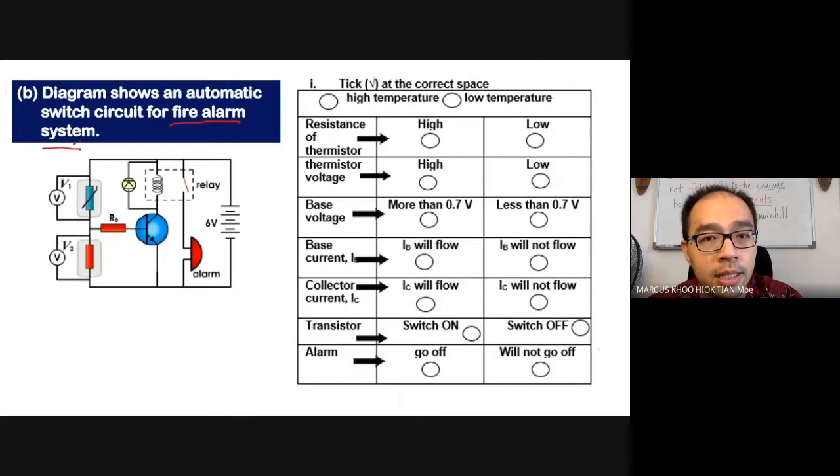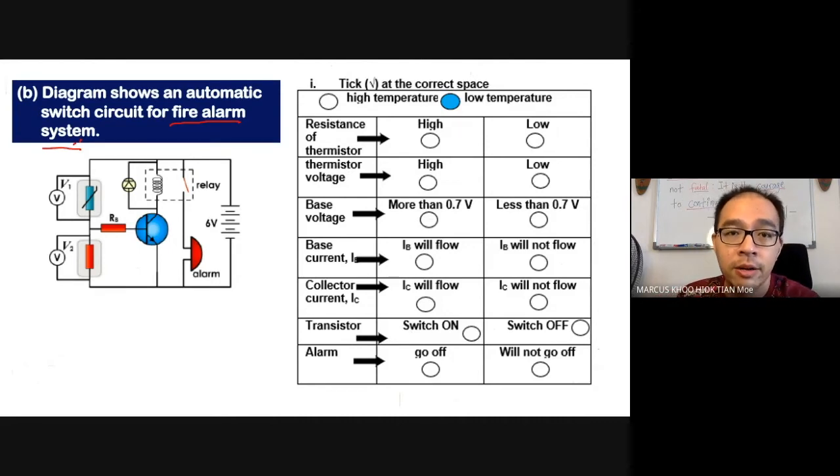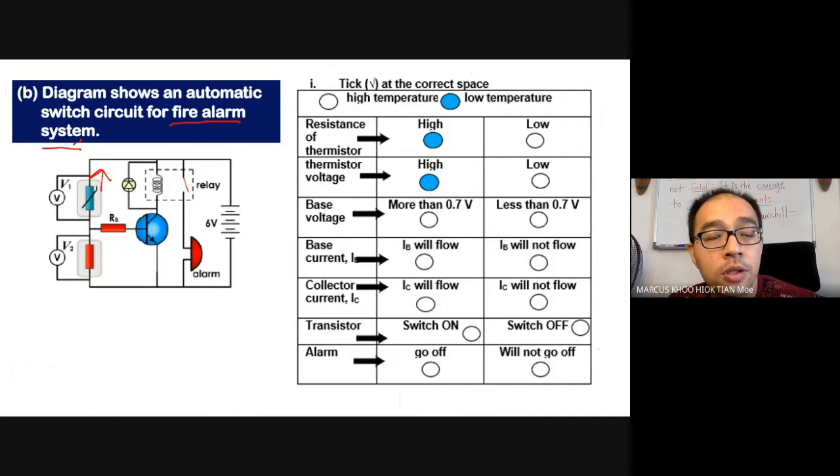Now, let's talk about the first situation, low temperature. Low temperature means like now, no fire. What happens to the resistance of the thermistor? Remember, resistance of the thermistor is high when it is cold. Because of that, the voltage at the thermistor will be high. So if the voltage at the thermistor is high, let's look at the base voltage. Here, the voltage will be less than 0.7. The voltage here will be low. This one, the voltage will be high.